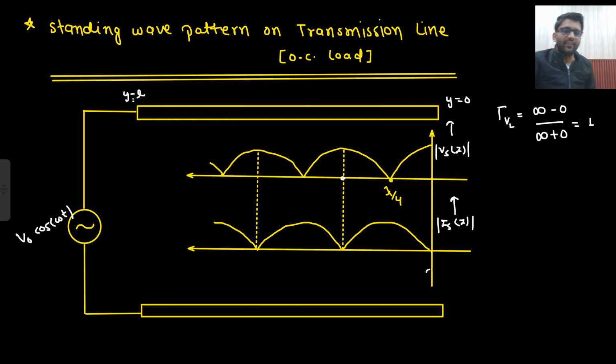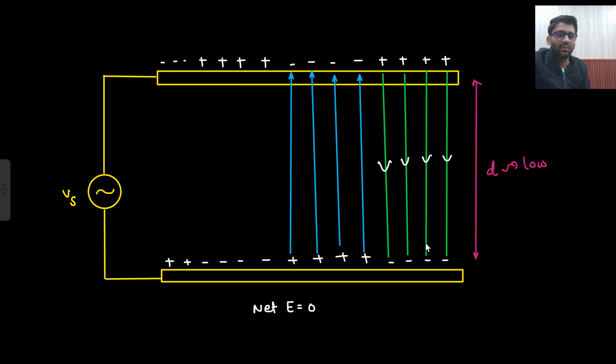Then I studied the definition of antenna. Then I showed it on a transmission line, how a standing wave pattern looks on a transmission line. Then I can call it positive, negative charge. Effective E was there, 0. So net B will also be 0, but we did not discuss B.